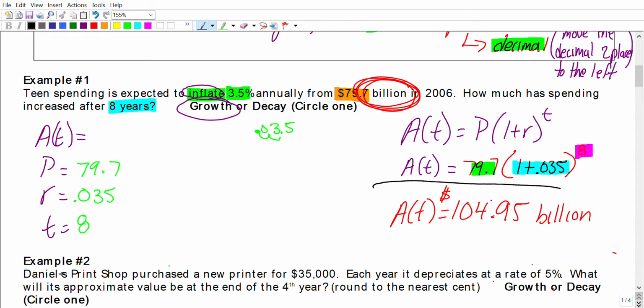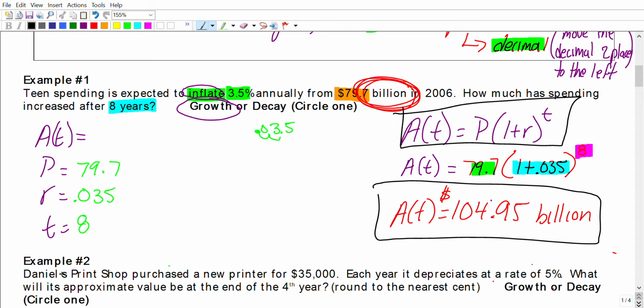And here is our final answer. Okay, so remember, read through the problem, identify whether it's growth or decay, choose the right equation, and then identify all of the values that are given within the problem, and finally just substitute them back into the equation. So let's make sure you guys have that down.